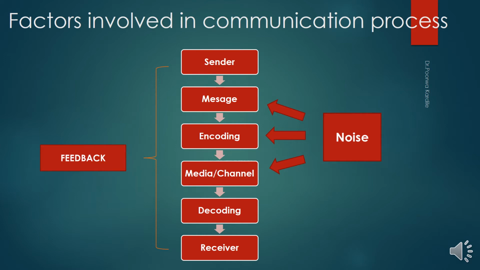And the eighth factor is noise. If there is any obstruction caused by sender, message, or receiver during the process of communication, it is known as noise. For example, bad telephone connection, faulty encoding, faulty decoding, inattentive receiver, poor understanding of message due to prejudice or inappropriate gestures. These all will lead to noise, and the process of communication does not succeed in that case.